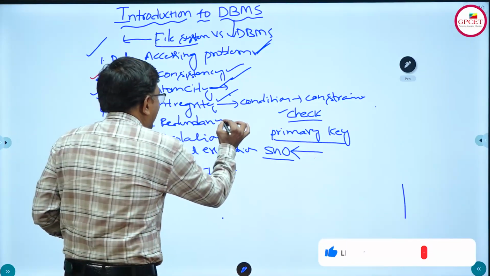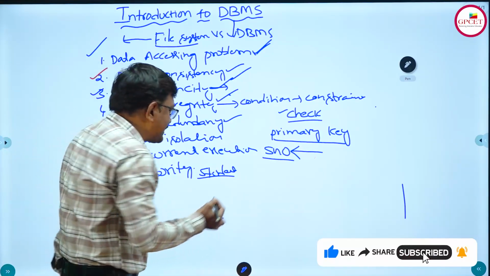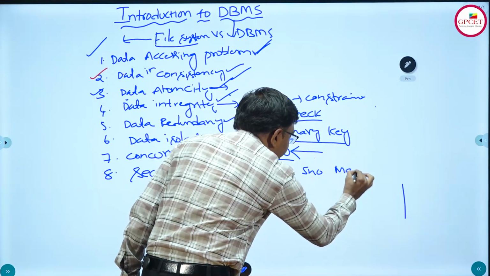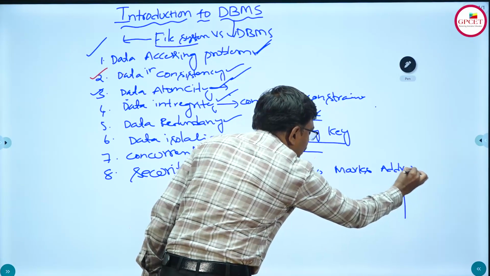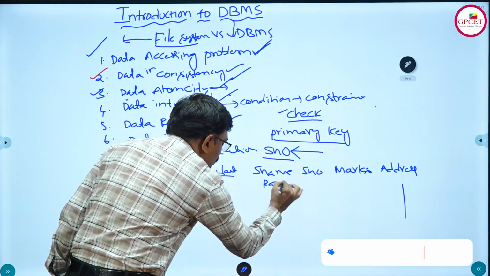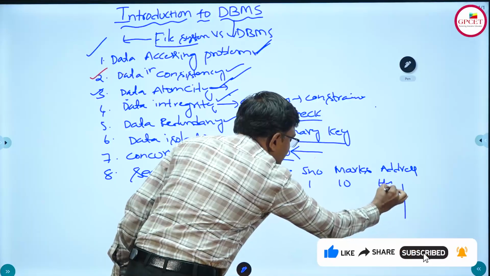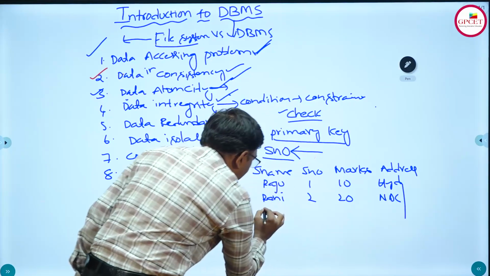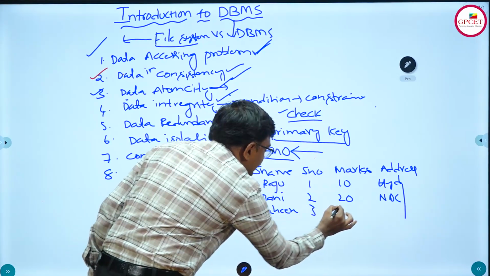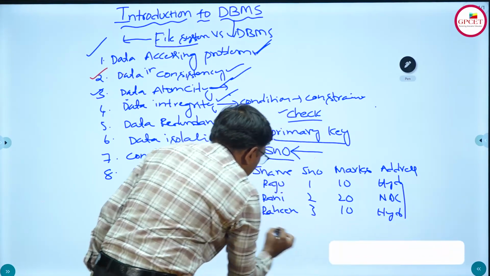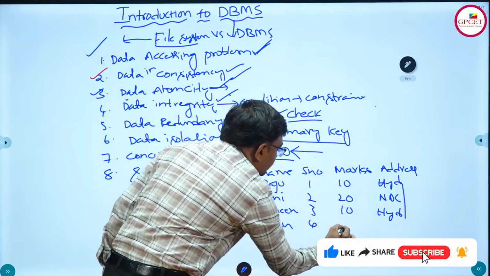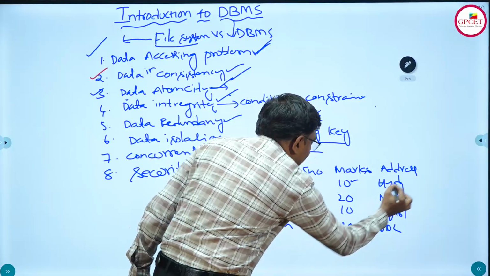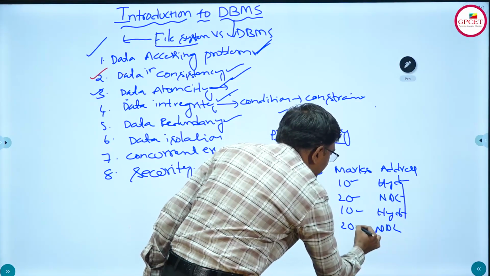Right? Next one is data redundancy. What is meant by data redundancy? For example, the same example: S name, S number, marks, address. Raju, S number 1, marks 10, address Hyderabad. Rani, 2, 20, Nandyal, NDL. Rahim, 3, 10, Hyderabad. Kiran, 4, 20, and Nandyal. Observe here: 10 Hyderabad, 10 Hyderabad, 20 Nandyal, 20 Nandyal.